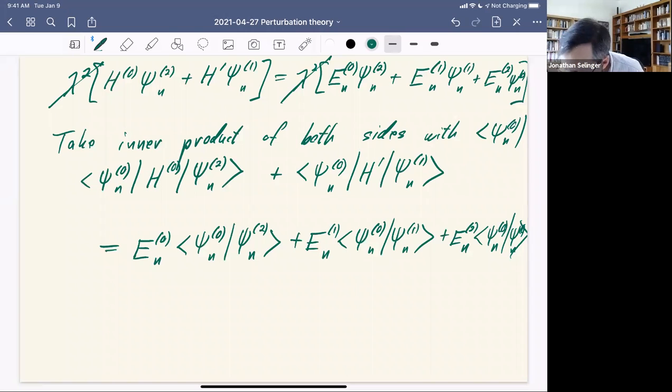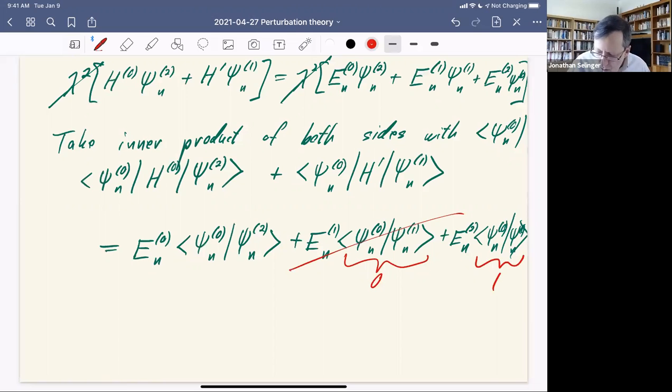Okay, so how can we simplify that? Well, first of all, we know some of the inner products. Right here, we know the inner product of psi 0n with psi 0n. That's 1. It's a normalized state. What about here? We know the inner product of psi 0n with psi 1n. That's what we were just working on a minute ago. That is 0, so this term goes away.